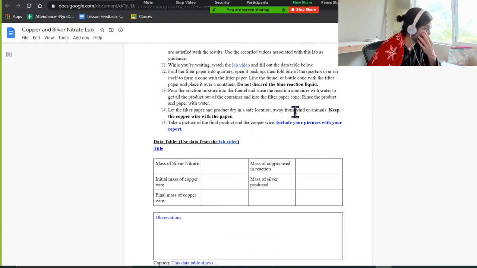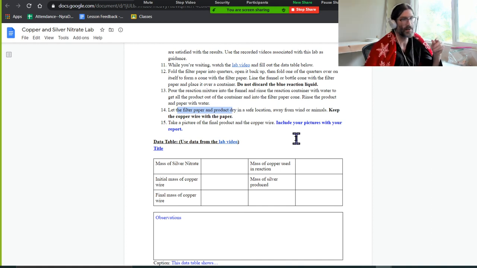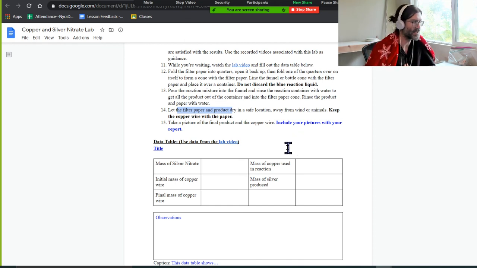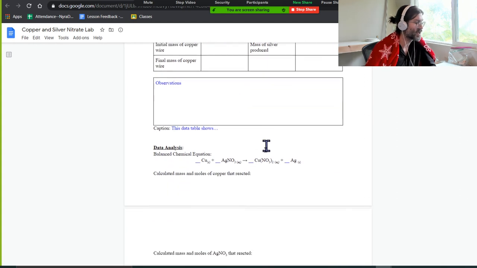Don't discard the blue reaction liquid, at least not down the sink. It can be toxic to plants and animals. The filter paper, once you filter everything, will be grainy and light and can be scattered easily. So keep it someplace safe to let it dry. Keep the copper wire with the paper, and then we want pictures. We want pictures of your final product and the copper wire after the reaction.